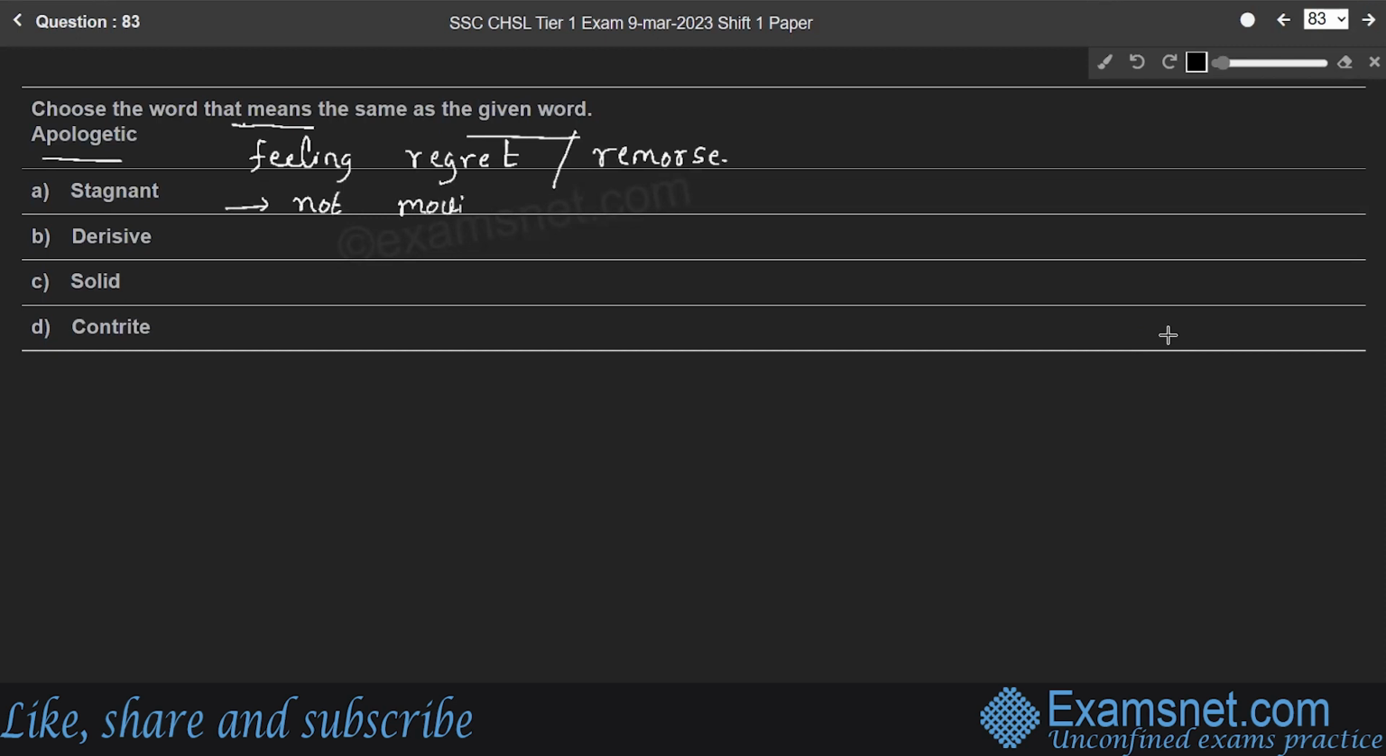Not moving or flowing is called stagnant, whereas derisive means showing contempt or ridicule towards someone or something, right? That means his derisive comments towards her were hurtful, right? So derisive means showing contempt or ridicule towards something.